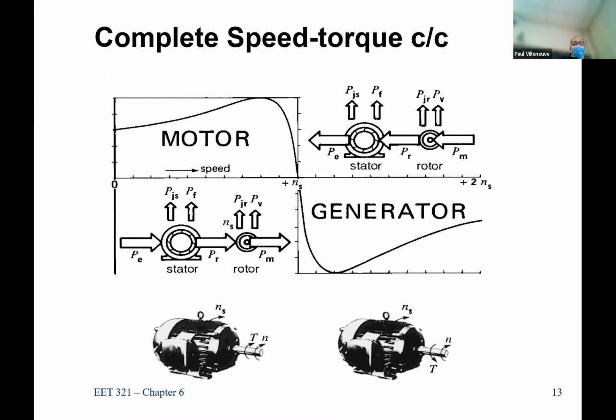Take that torque versus speed characteristic, swap it around, and you've got a generator. Remember how we talked about hybrid vehicles? Why do they work so well? Because exactly the same piece of equipment can operate as a motor or a generator.